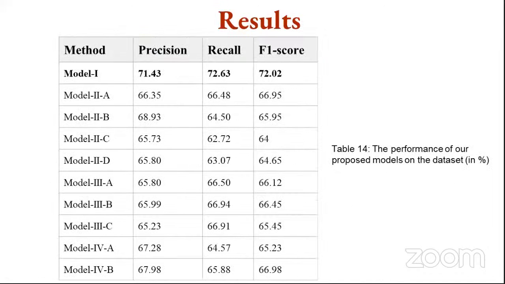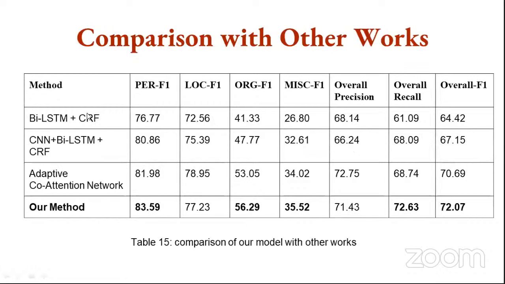And then these are the results. These results show that our model is giving around 72% F1 score. So model 1 is giving us the best result, a 72% F1 score, compared to all the other models. We also compared with several existing approaches. These are the BiLSTM plus CRF, CNN, BiLSTM, CRF. These are the existing approaches. All these approaches are giving around 70% accuracy, and we are getting a 72% F1 score.